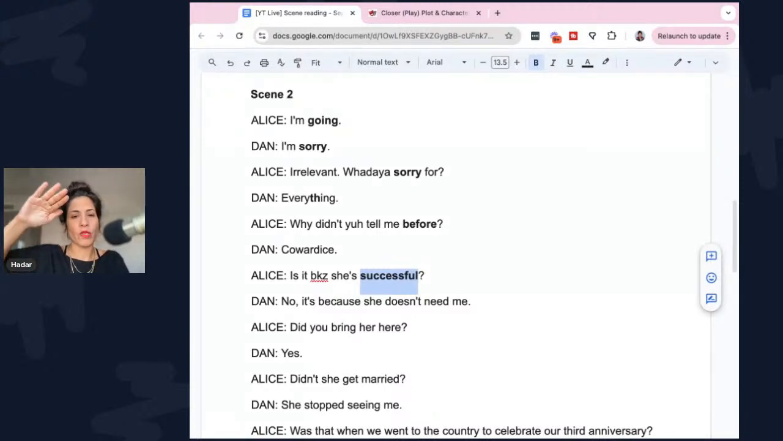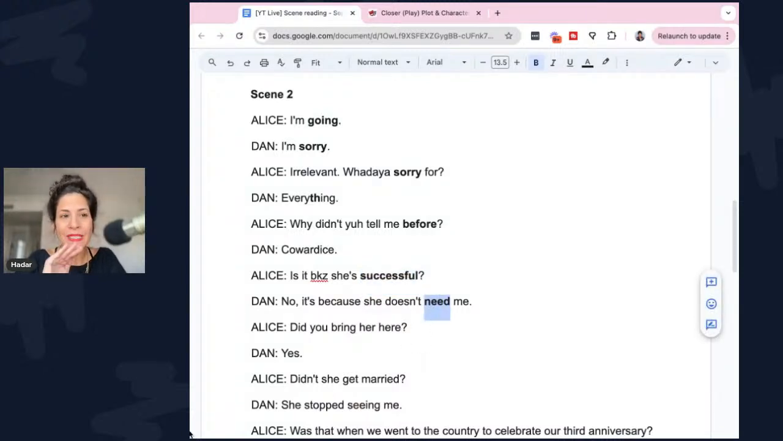Question, response, no. It's because she doesn't need me. Intonation goes down at the end. Notice the difference if I were to say, no, it's because she doesn't need me, right? It doesn't feel as strong. It doesn't feel like a right dialogue back and forth. No, it's because she doesn't need me. Stress.